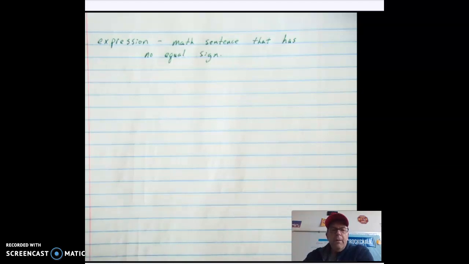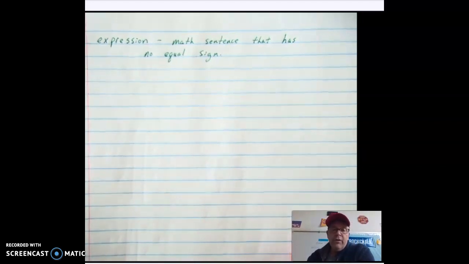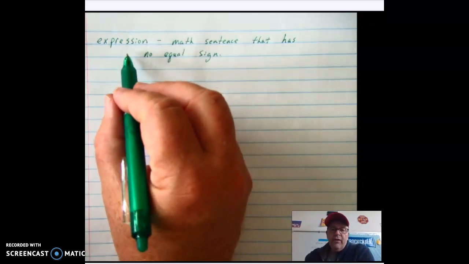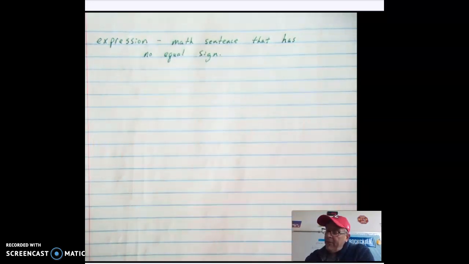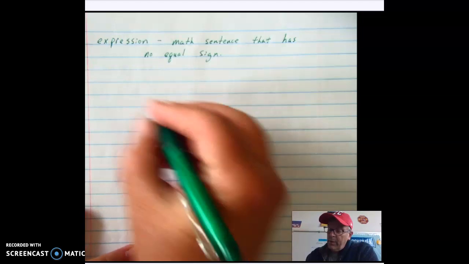Hey everybody. So we are going to do a little background to get us ready for our next chapter, which has to do with expressions, specifically algebraic expressions. So you're going to want to write these notes down in your math notebook. The first thing that we need to know is that an expression is a math sentence and it has no equal sign. You have two different kinds of expressions.